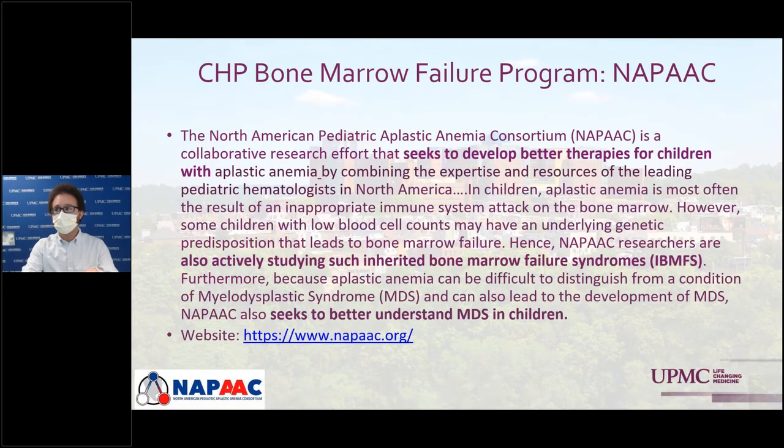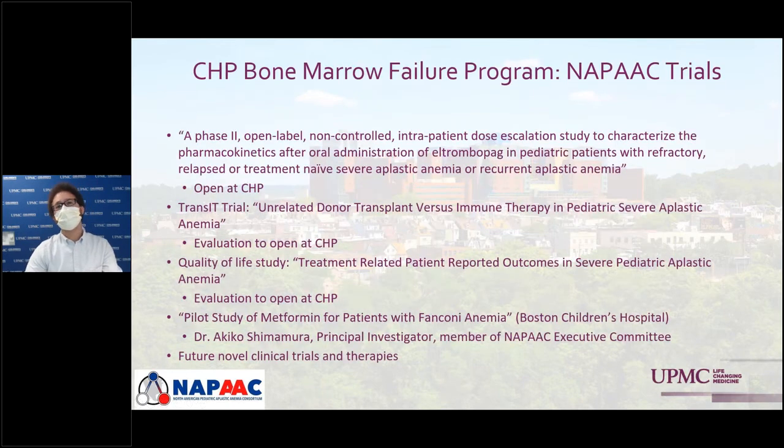Second to last, we are part of the North American Pediatric Aplastic Anemia Consortium, which is a national consortium that helps improve therapies for children with aplastic anemia, as well as inherited bone marrow failure syndromes and MDS as well. So I just included the website there for a little information. There are multiple different trials that are currently going through there, and some of them are open or in consideration for being open at CHP.